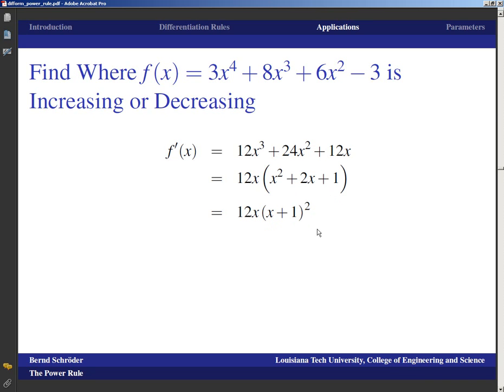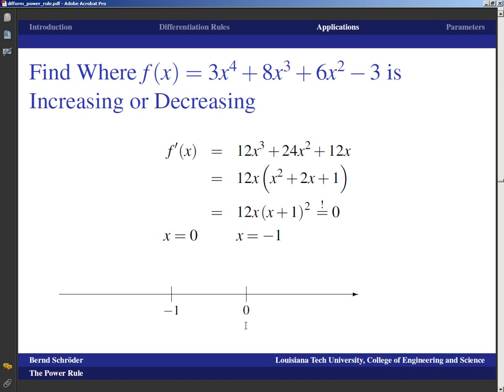But as soon as you know that, you just have the factorization, and you find the zeros from the factorization by setting things equal to 0. Well, the first term is 0 when x is equal to 0. The second term is 0 when x is negative 1. And that means we can now set up our number line. We have two cut points, negative 1 and 0.